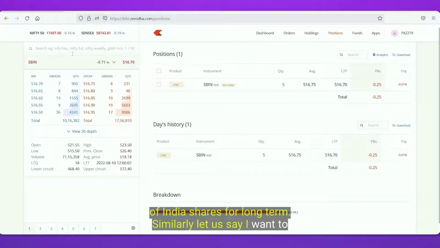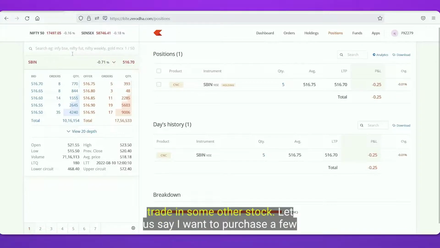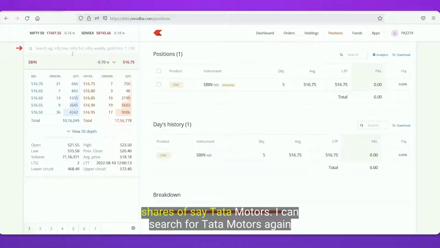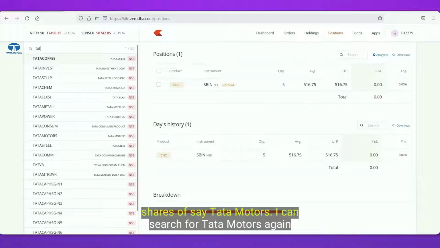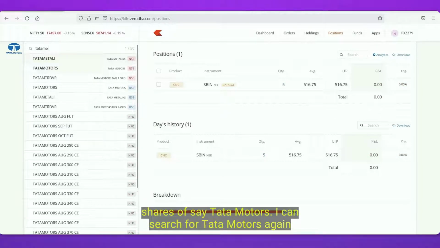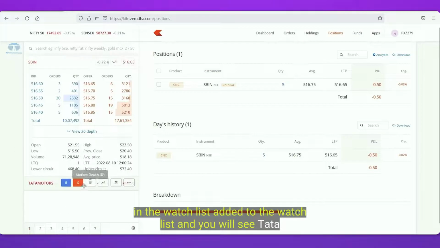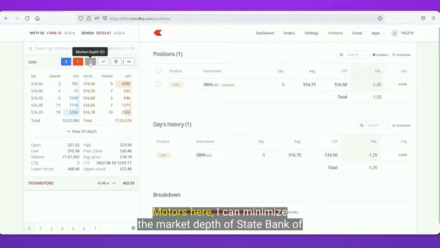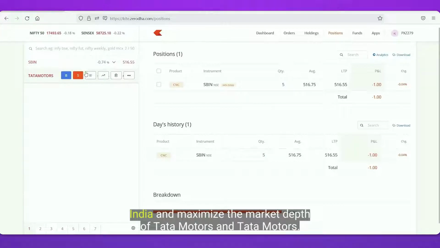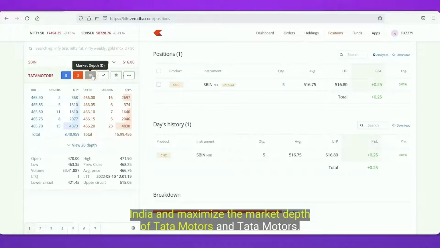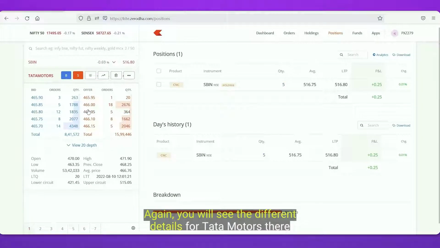Similarly, let us say I want to trade in some other stock. Let us say I want to purchase few shares of say Tata Motors. I can search for Tata Motors again in the watch list, add it to the watch list, and you will see Tata Motors here. I can minimize the market depth of State Bank of India and maximize the market depth of Tata Motors. And for Tata Motors, again you will see the different details.